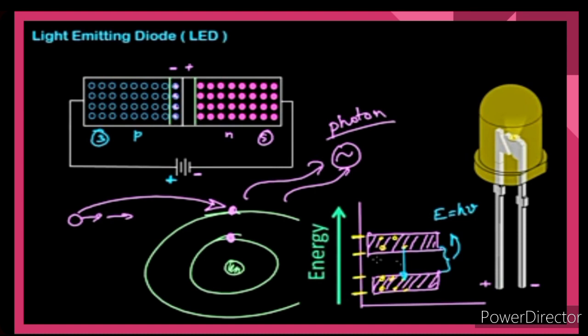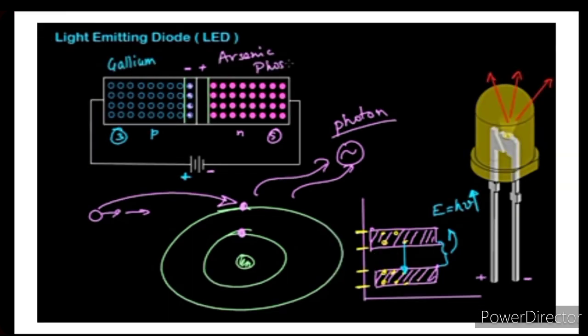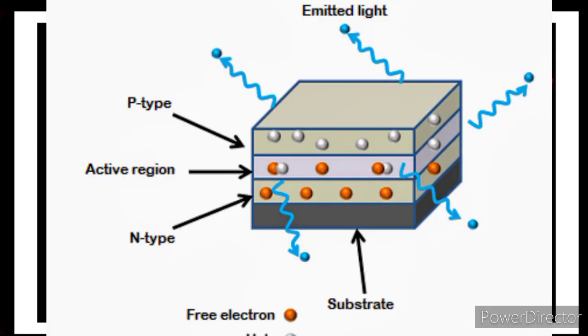The construction of the light emitting diode. In the construction of an LED, there are three semiconductor layers: the p-type semiconductor, the n-type semiconductor, and the active region. The active region is present between the n-type and p-type semiconductor.